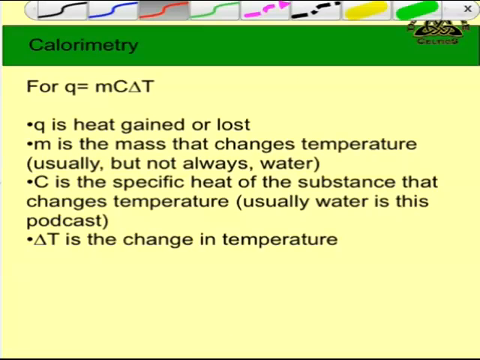M is the mass of the material that changes temperature, and that is usually, but not always, water. C, of course, is the specific heat of the substance that changes temperature, and for us that's usually water, and delta T is the change in temperature.